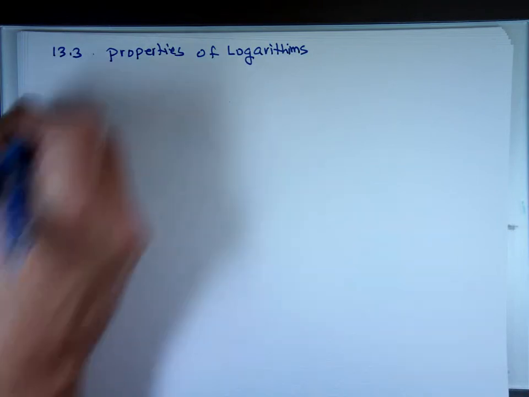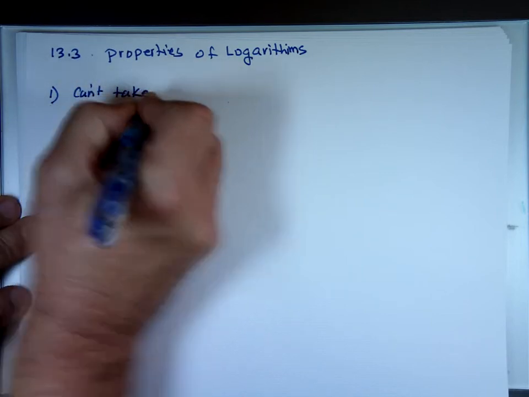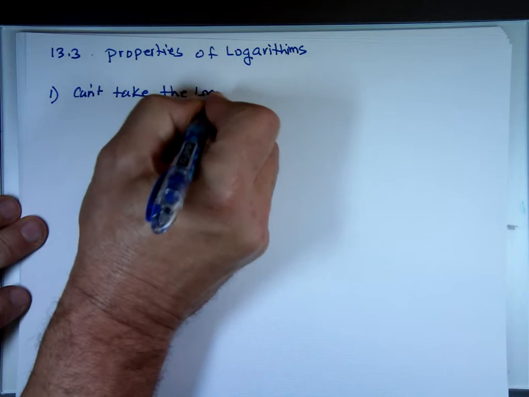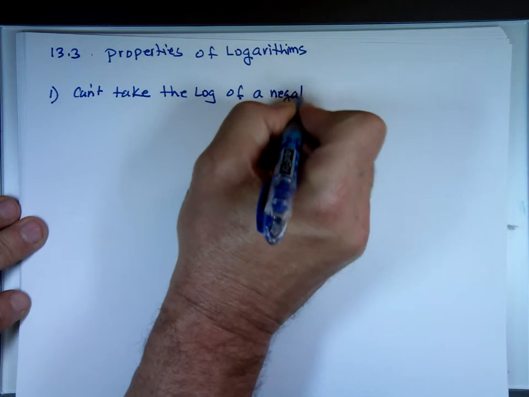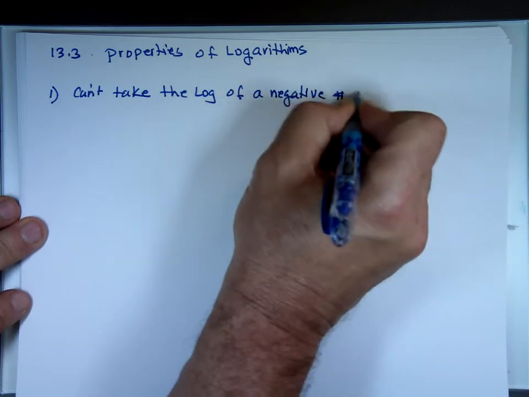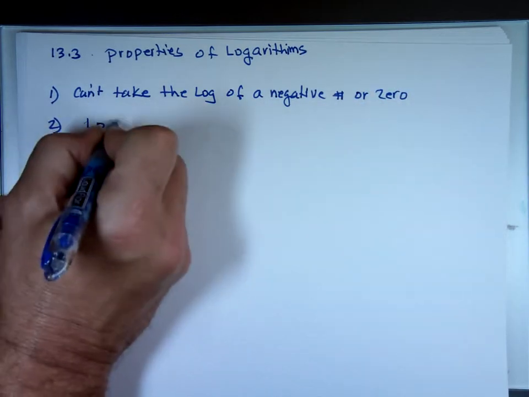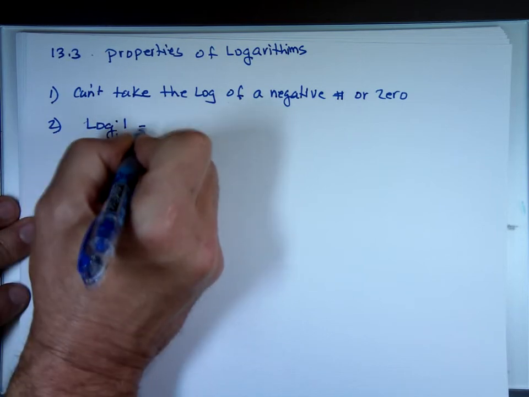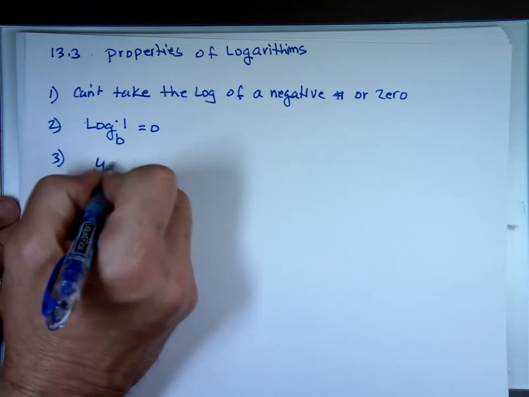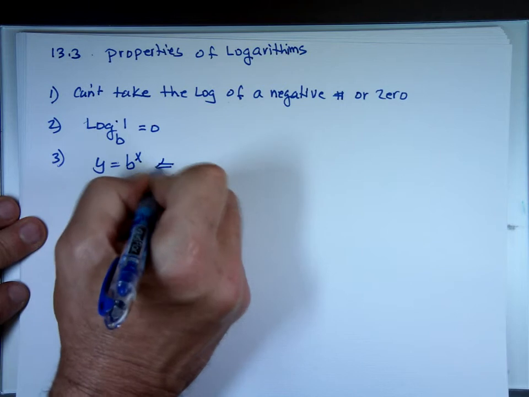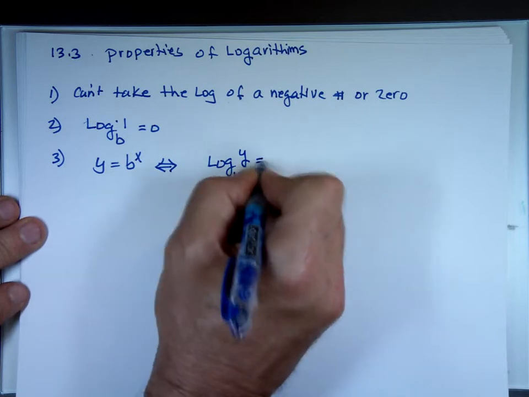Again, just a quick reminder, rule number 1, can't take the log of a negative number or 0. Rule number 2 was what? The log of 1 to any base. Doesn't matter what the base, always 0. Rule number 3, if I have y equals b to the x, I can rewrite that, change it from exponential to log. Log y base b equals x.